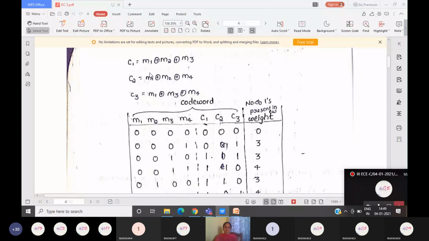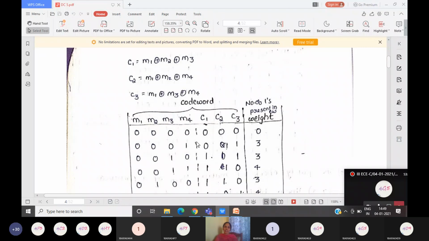So C1 is M1 XOR M2 XOR M3. Ante mooditki XOR teesukunte you will get 0. Next C2 is M1 XOR M2 XOR M4. Ante 0 XOR 0 XOR 1. How much? It is 1, because it has an odd number of ones.